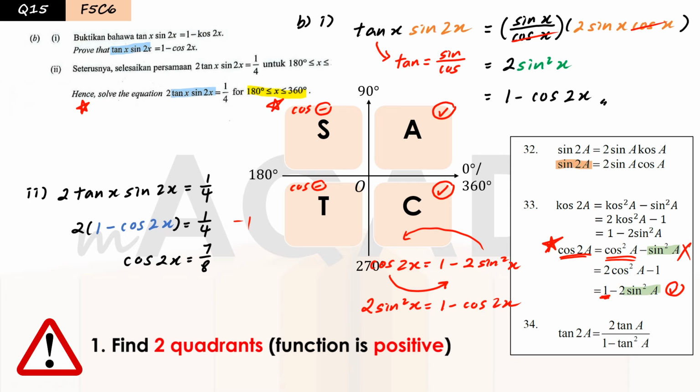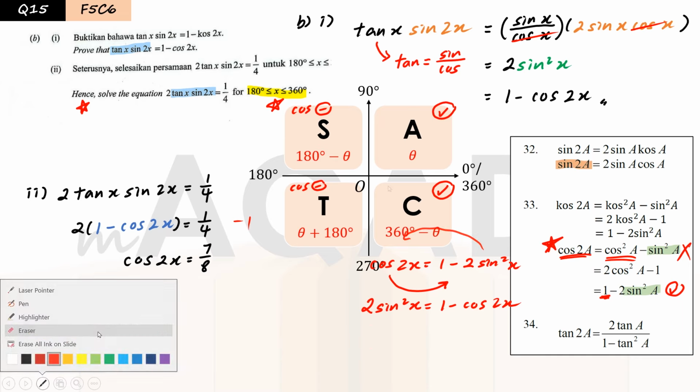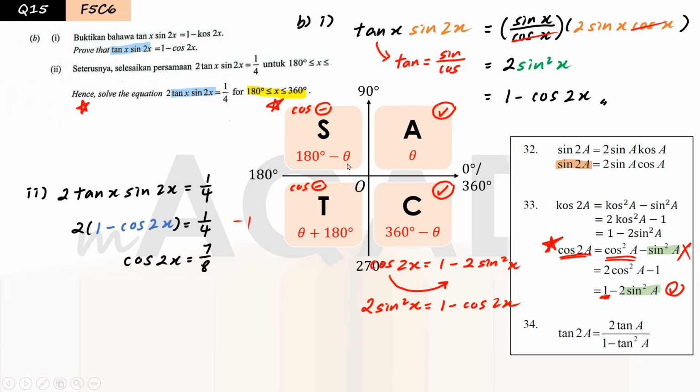Now, once we have selected our quadrants, we need to find the angles according to these conditions here. Sorry, let me rub off this thing a bit. But how do we find the theta here? For this theta, it's very simple. We just need to move this cos to the other side.